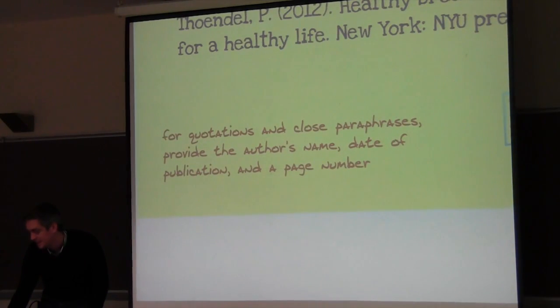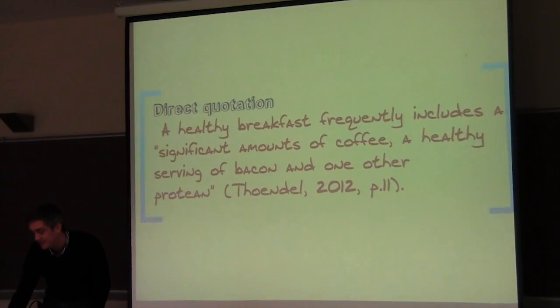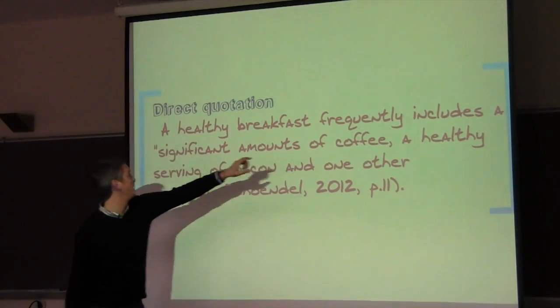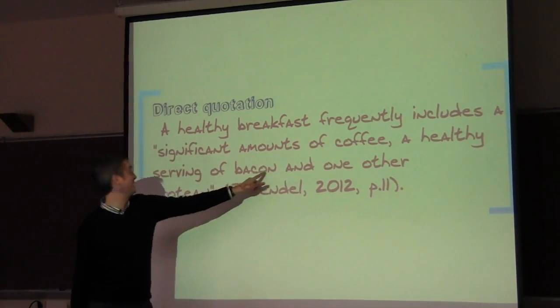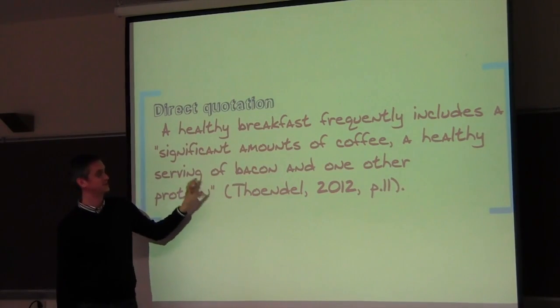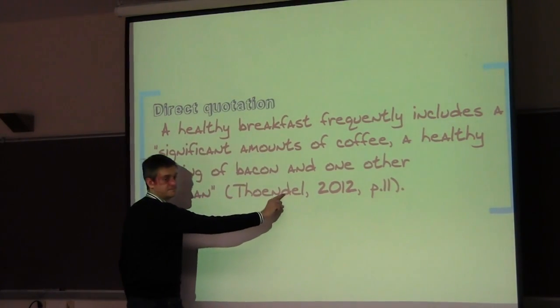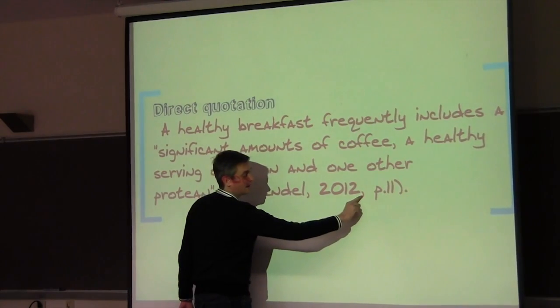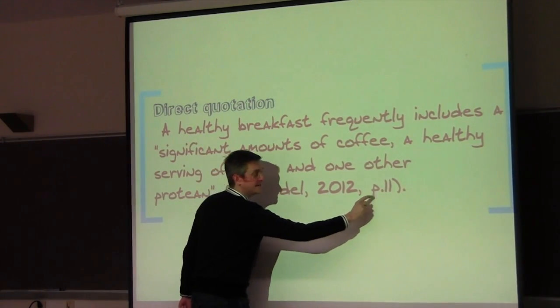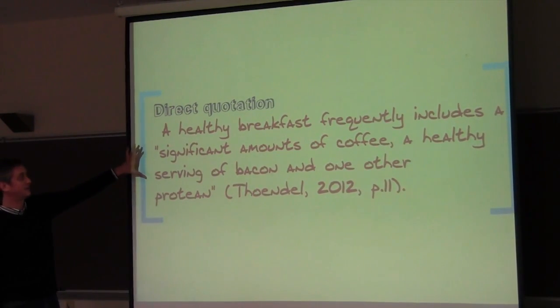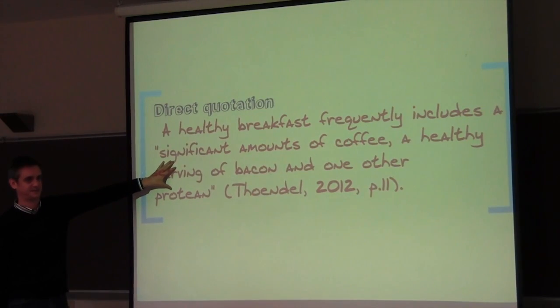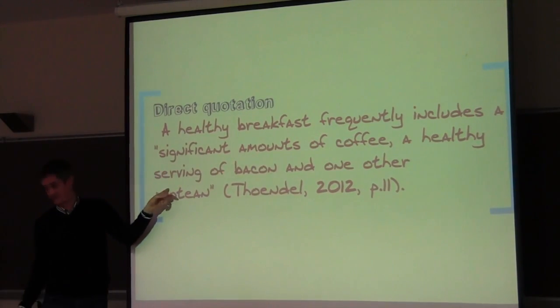For quotations and close paraphrases, provide the author's name, date of publication, and a page number. So here we have a direct quotation. A healthy breakfast frequently includes, quote, significant amounts of coffee, a healthy serving of bacon, and one other protein, end quote. So for a direct quote, we have the author's name, the date, and the page number. Now, once again, this goes back to that rule we talked about before. This is exactly from the text. Okay, so remember what this looks like.